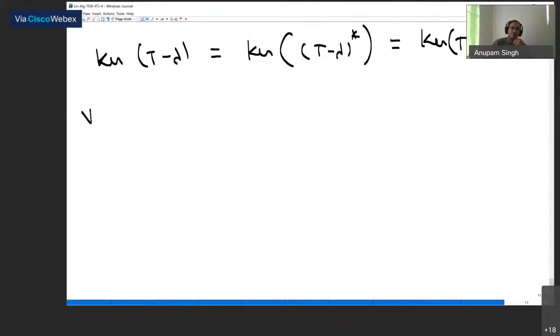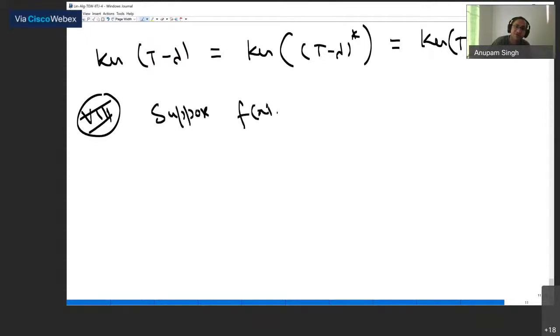Okay, so let's prove property 8. Property 8 is also interesting. This is where I was saying that I will use some property of polynomials. So suppose I have two polynomials, f(x) and g(x) in F[x], and I assume that f and g are coprime.